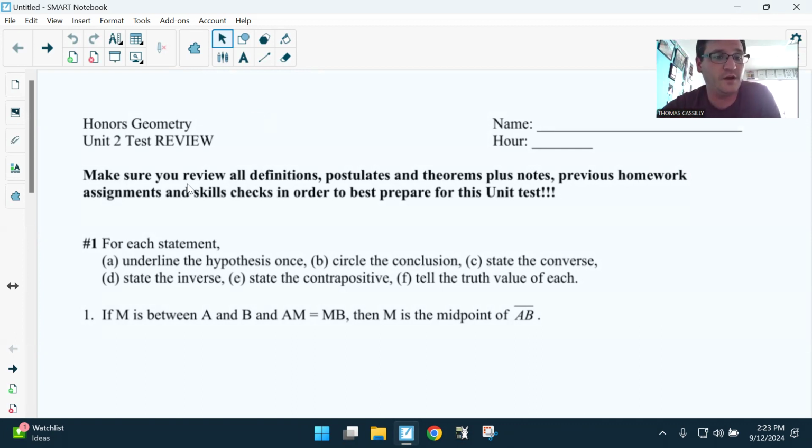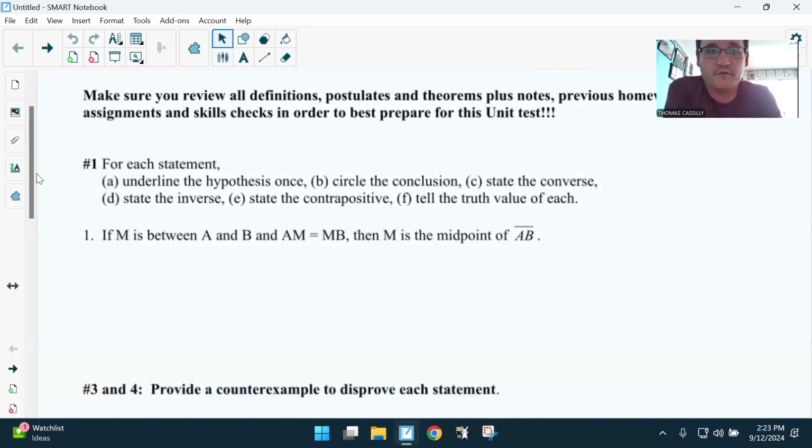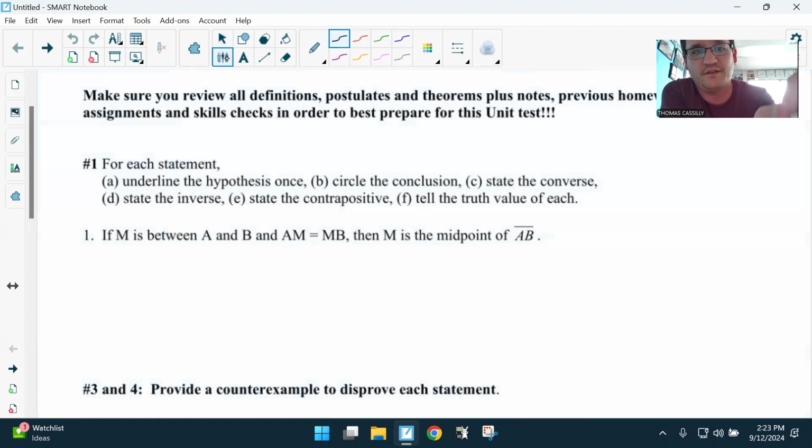For each statement, underline the hypothesis, circle the conclusion, state the converse, state the inverse, the contrapositive, and tell the truth value of each statement. There's a lot going on. I'm going to type all of those out, all right? So let's see here. First things first, underline the hypothesis. So M is between A and B, and AM equals MB.